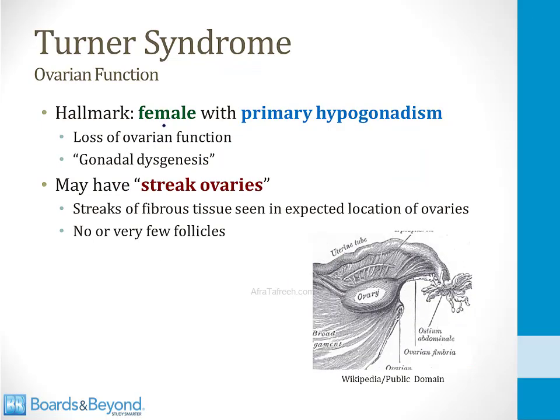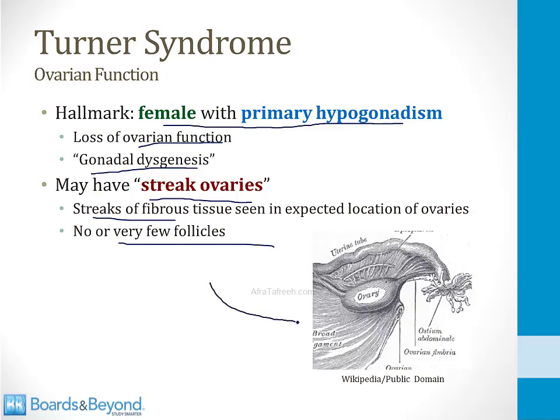Ovarian function is typically abnormal in girls with Turner syndrome. The hallmark of the disorder is a female with primary hypogonadism. These girls have loss of ovarian function. It's often described as gonadal dysgenesis. In addition, a classic finding is what's known as streak ovaries. This is where there are streaks of fibrous tissue seen in the expected location of the ovaries, and these girls have no or very few follicles.